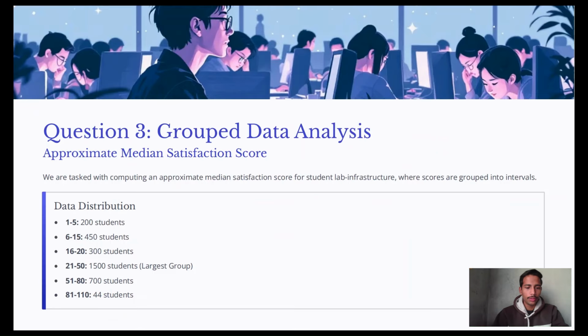Question number three, group data analysis. Let's start with question three, where we need to find the median satisfaction score for student lab infrastructure. If you look at the data distribution, you will notice that the 21 to 50 score range contains 1500 students. This is the largest group by far, which gives us a strong indication that our median value lies somewhere within the specific interval.